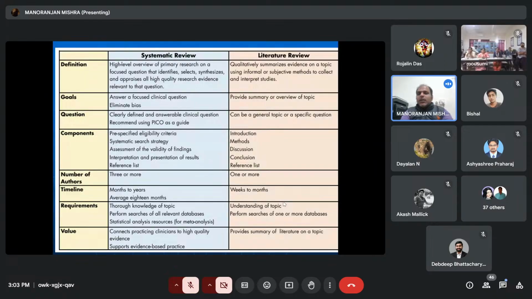When I talk about SLR versus LR, if you are doing work that is practical, clinical, or scientific, you go with the SLR. But when you are doing a literature review, theoretically you can go with that, but it will be more qualitative in nature, so people can question you. Then you have to develop your own narratives. Then these are the types of systematic review.